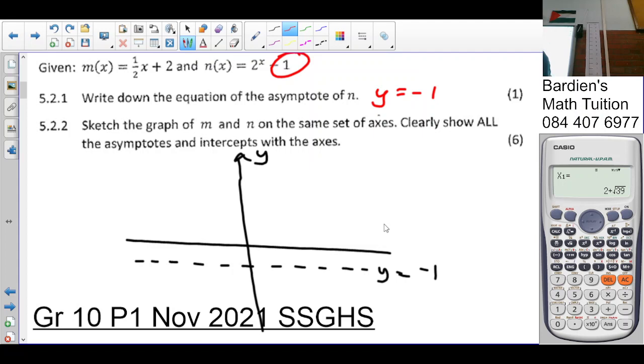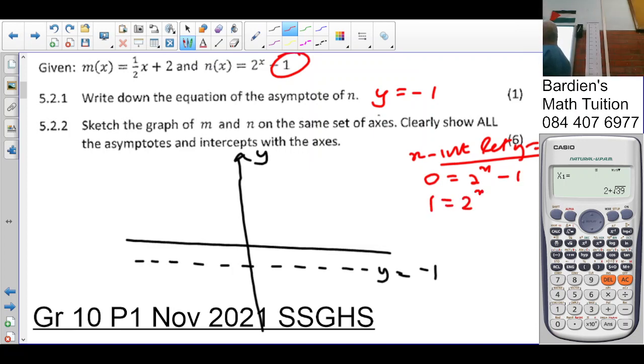We then say x-intercept, let y equal to 0. So we've got 0 is equal to 2 to the x minus 1. You take it over, it becomes positive 1. So 2 to the 0 is 1. So 2 to the x, therefore, x is equal to 0, which is this point here.